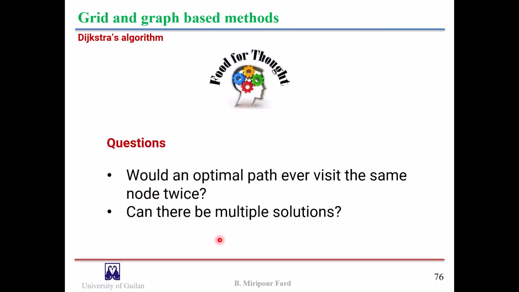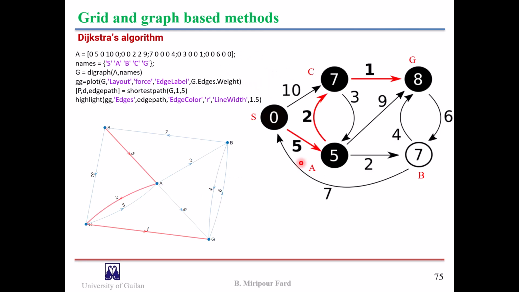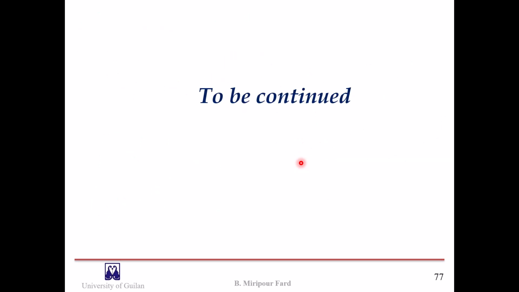There are some questions to think about with Dijkstra's method. Would an optimal path ever visit the same node twice? And can there be multiple solutions for problems like the example we have seen in previous slides? In the next lecture, we will talk about the A-star algorithm, which is a graph search method, and then we will discuss other C-free representation and search methods.